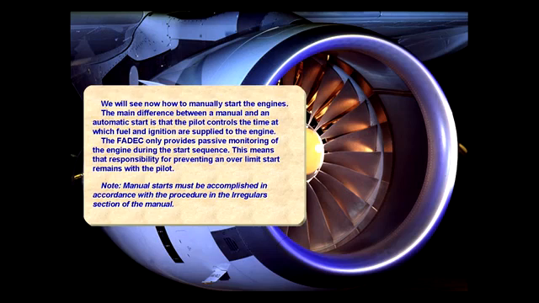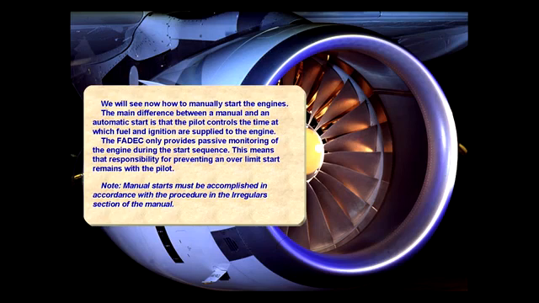We will see now how to manually start the engines. The main difference between a manual and an automatic start is that the pilot controls the time at which fuel and ignition are supplied to the engine. The full authority digital engine control only provides passive monitoring of the engine during the start sequence. This means that responsibility for preventing an over-limit start remains with the pilot.